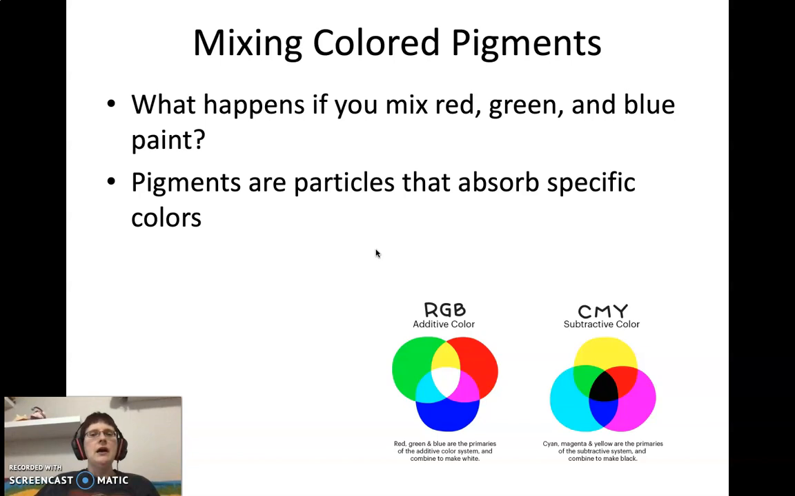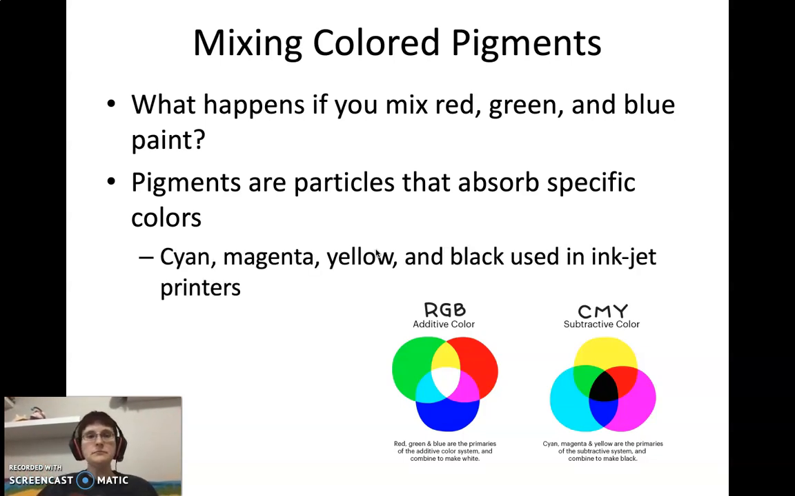So, pigments, which are what are in paints, are particles that are going to absorb specific colors or specific wavelengths of light. And then, again, reflect any of the other ones. So, the pigments are going to actually appear to be the colors that they don't absorb, that they reflect. And so if you've ever gotten a color printer, you know that these are the inks that you're using. They're marked as cyan, magenta, yellow, and then black.